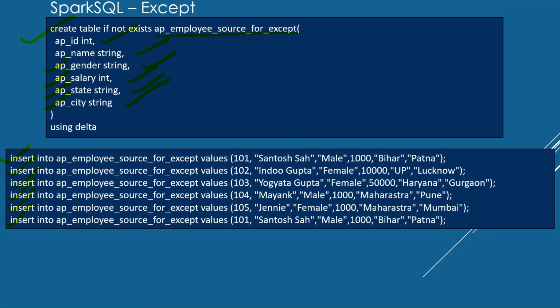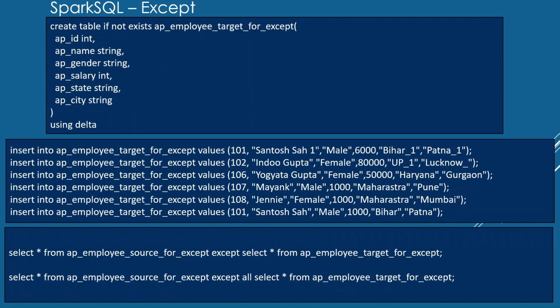So this is the first table. Now I'm creating another table. The name of the table is AP employee target for except, and it has the same attributes: AP ID, AP name, AP gender, AP salary, AP state, and AP city. The table is of delta type, and with the help of an insert statement, we are inserting 6 records in this table. Once the table gets created, the records get inserted.